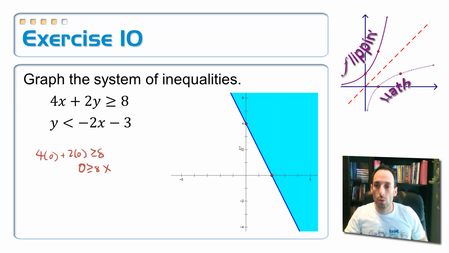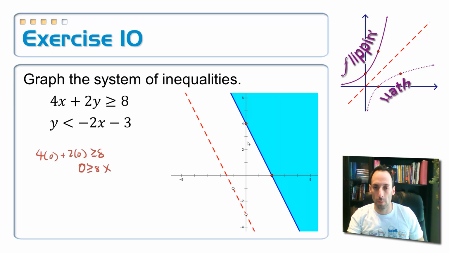This one is in slope-intercept form, so I'm going to start at a y-intercept of -3, and then I'm going to use the slope of -2, so I can either go down 2 and right 1 or up 2 and left 1. This is a dashed line because there's no equal sign on it. Okay, so stop right here.